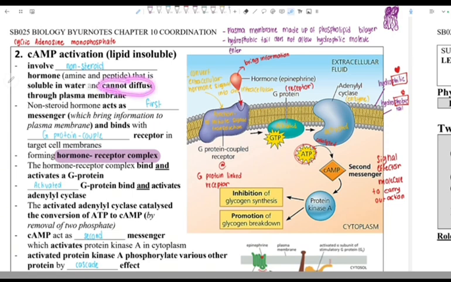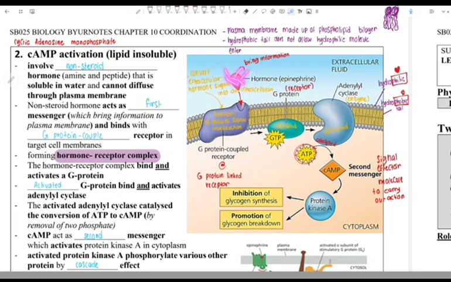Kenapa dia tidak boleh diffuse through plasma membrane? Sebab plasma membrane kita kan ada phospholipid bilayer. Dekat phospholipid bilayer itu kan dia ada hydrophobic tail kan. Disebabkan dia ada hydrophobic tail itulah kita punya hydrophilic molecule ni, non-steroid ni tidak boleh masuk ke dalam. So dalam kes kita sekarang ni, non-steroid hormone ni dia act sebagai first messenger, which is dia banyaklah informationnya dekat sini.